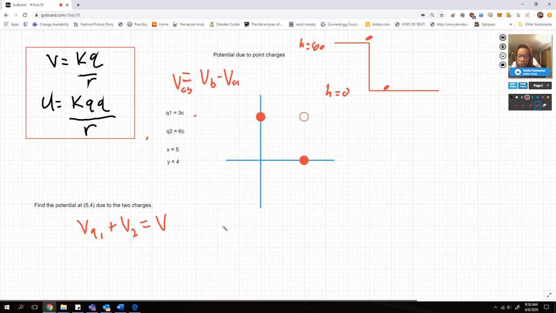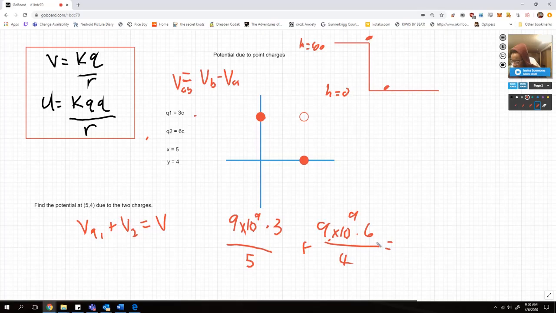So when I write my potential equation, I'm just going to get K. Let's write it out: my K is going to be equal to 9 times 10 to the ninth. My Q1 is going to be 3, so times 3 over my distance. If this is Q1, my distance is 5, plus 9 times 10 to the ninth times 6 over this distance from here to here, which is 4.